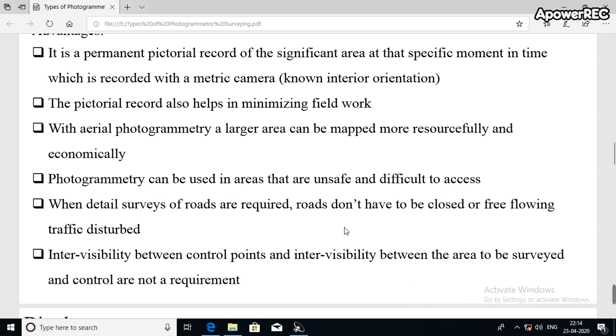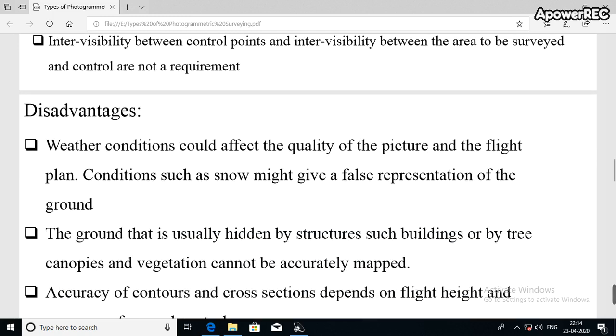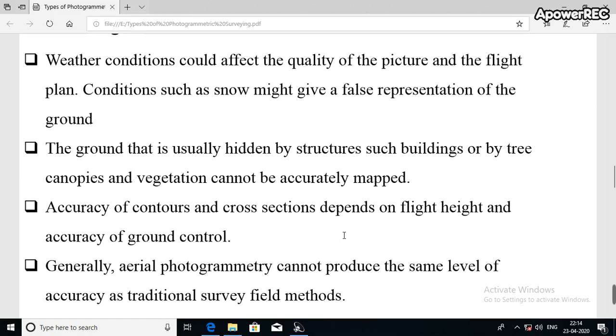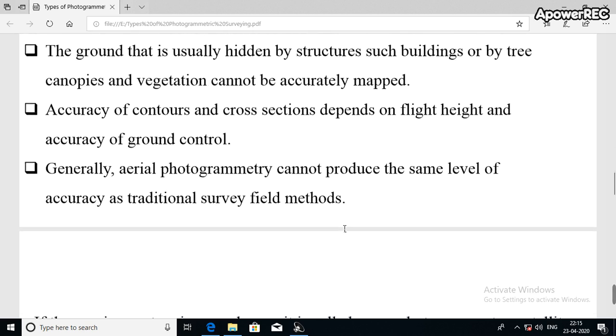But there are some disadvantages. Obviously, weather conditions will definitely affect it. Ground with tall structures will not be easy to capture, and also aerial photogrammetry cannot produce the same level of accuracy. So accuracy is a big concern in case of aerial photogrammetry.